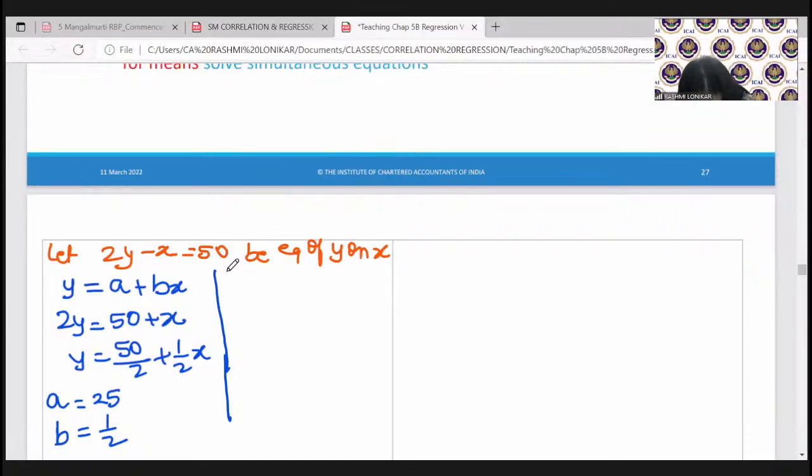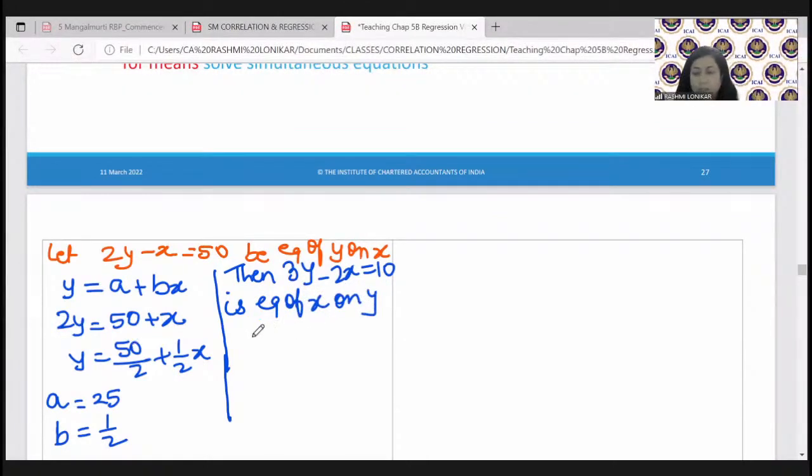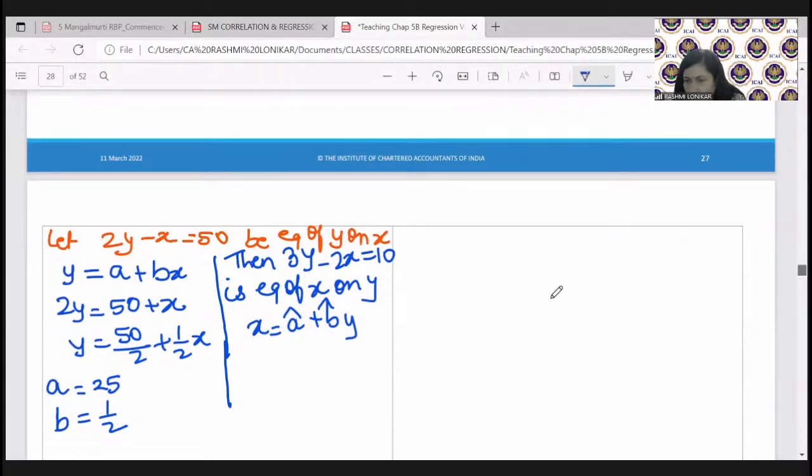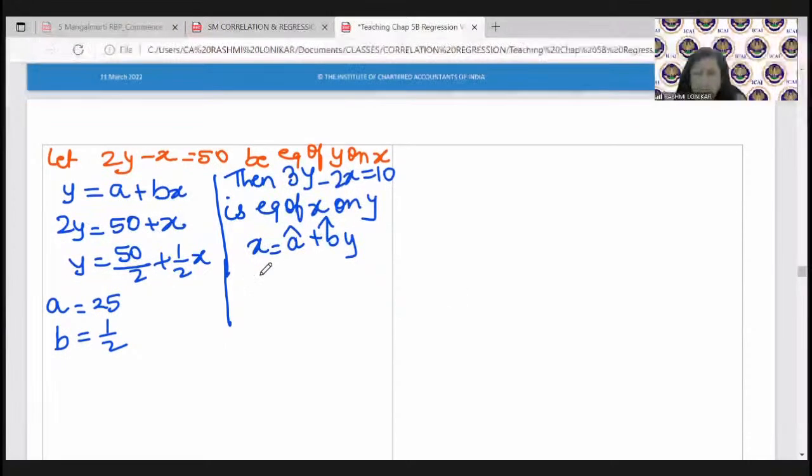Then, which is the other equation? Then 3y minus 2x is equal to 10 is the equation of x on y. When that is the case, what will happen? X is equal to a cap plus b cap y. I have to write it in this format. So I will write x on the left hand side and y on the right hand side.